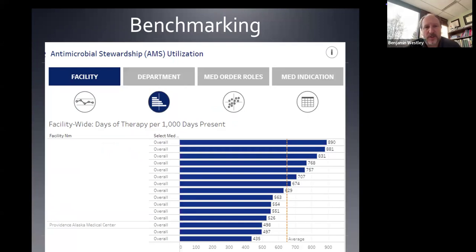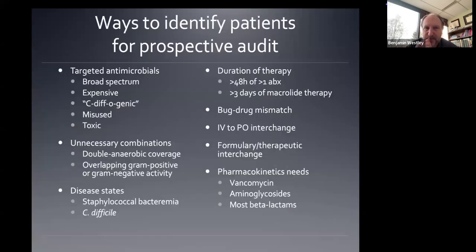The other thing that can be done, which we find compelling, is benchmarking facilities. So in a system of multiple facilities, you look at facility-wide days of therapy per 1,000 days present, and all the facilities benchmark each other. And when you go to meetings or have phone calls on Zoom, you can egg each other on a little bit about who's moving up or down in this chain. In this case, this is like golf, so lower is thought to be better.